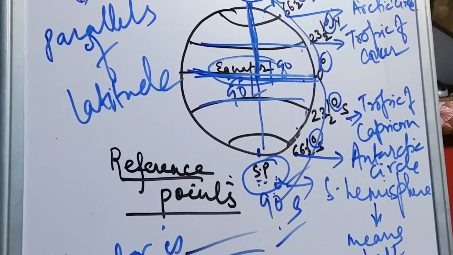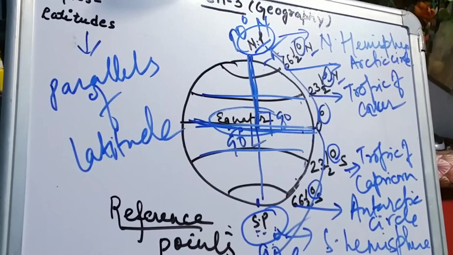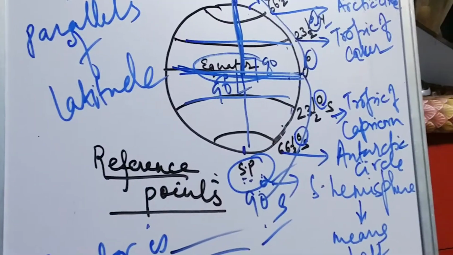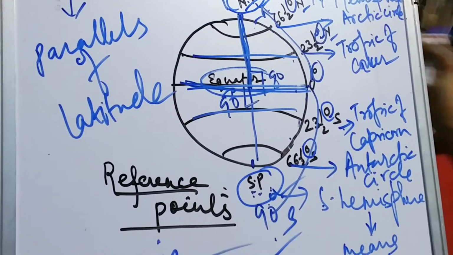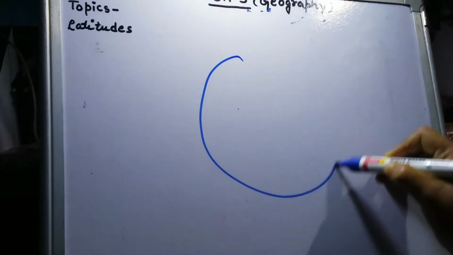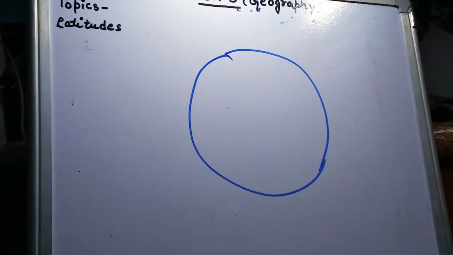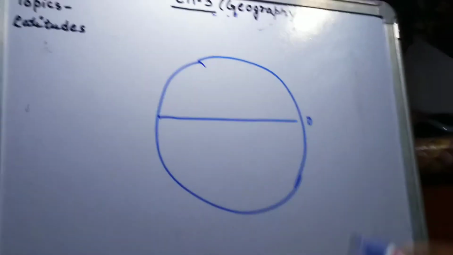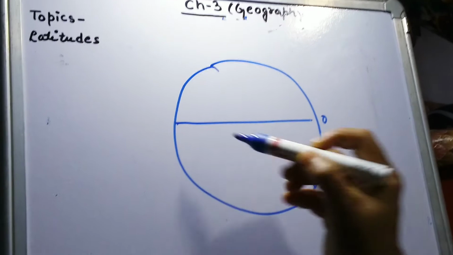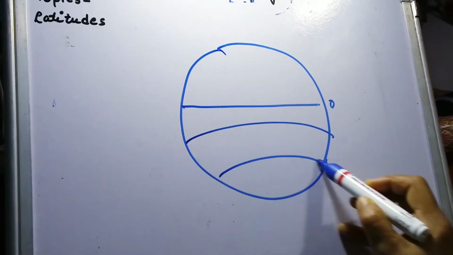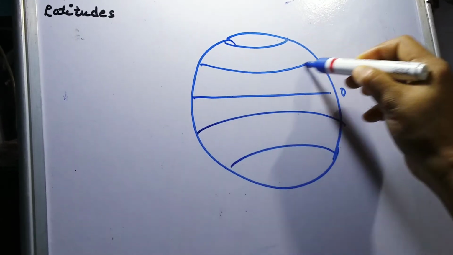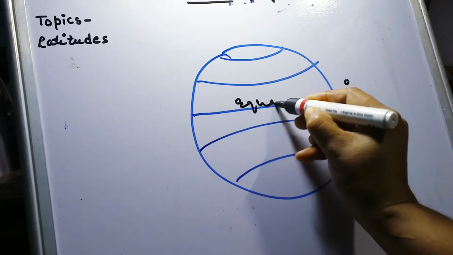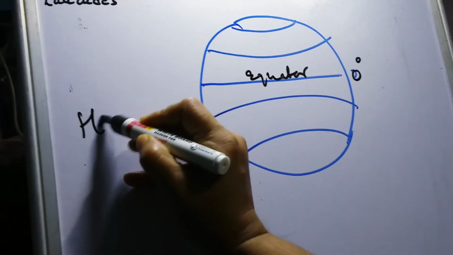After that, we will come across the heat zones, which is very, very important for you. Let me draw these heat zones here. So children, I will show you the heat zones, okay? This is your equator, okay? Now I am showing you the heat zones.